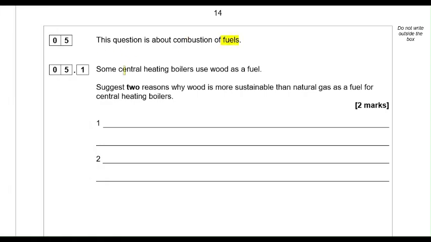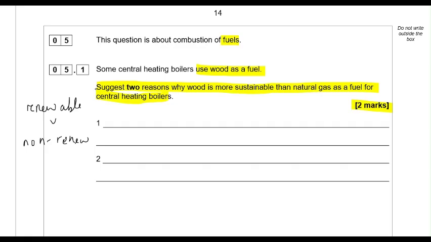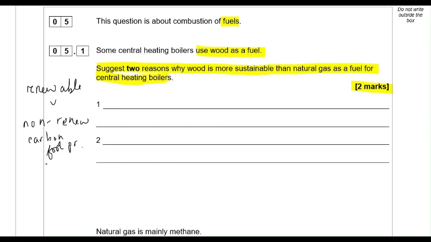This question is about combustion of fuels. 5.1. Some central heating boilers use wood as a fuel. Suggest 2 reasons why wood is more sustainable than natural gas as a fuel for central heating boilers, and this is a 2 mark question. When we see the word sustainable, we're always thinking about renewable versus non-renewable and the effects of adding carbon dioxide to what we call the carbon footprint.